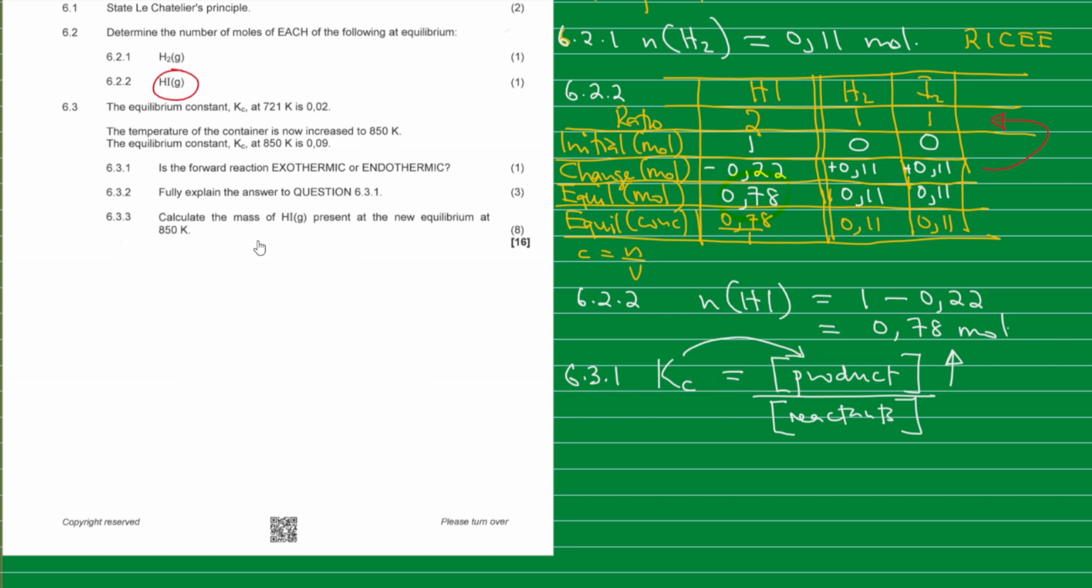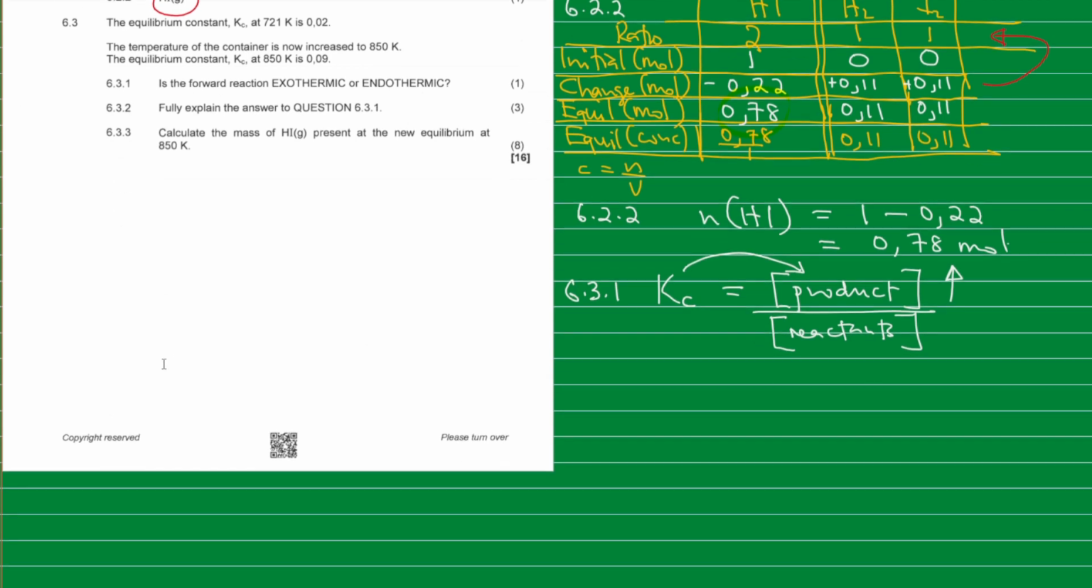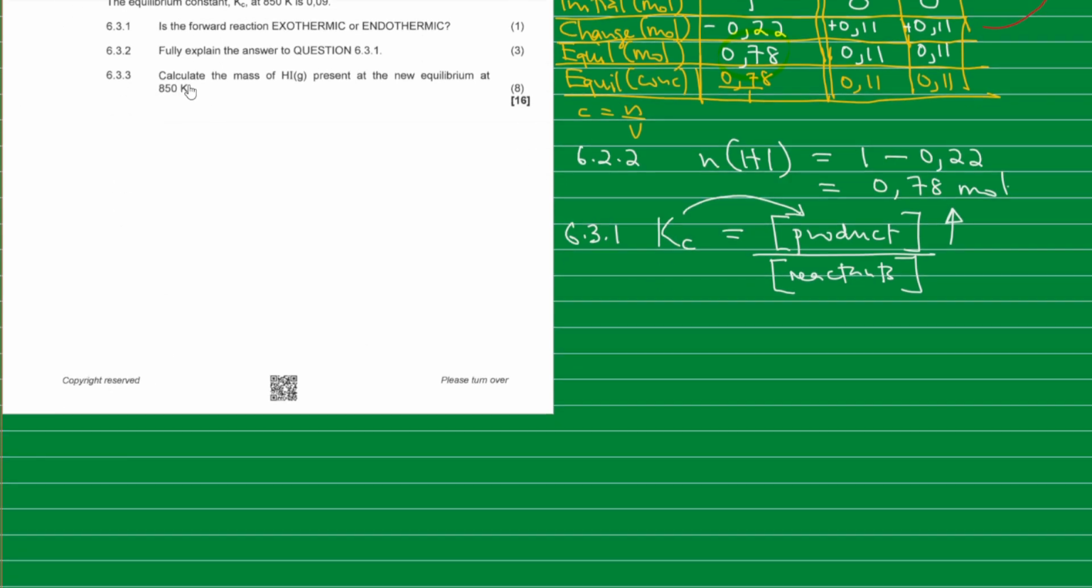Now in this case, the question is asking, is the forward reaction exothermic or endothermic? Now to analyze that question, 6.3.1 is part of what we have here now. I see here in 6.3.2, they are asking us to explain the answer. So let's start with the explanation so that you will see how we can come to the answer to that.